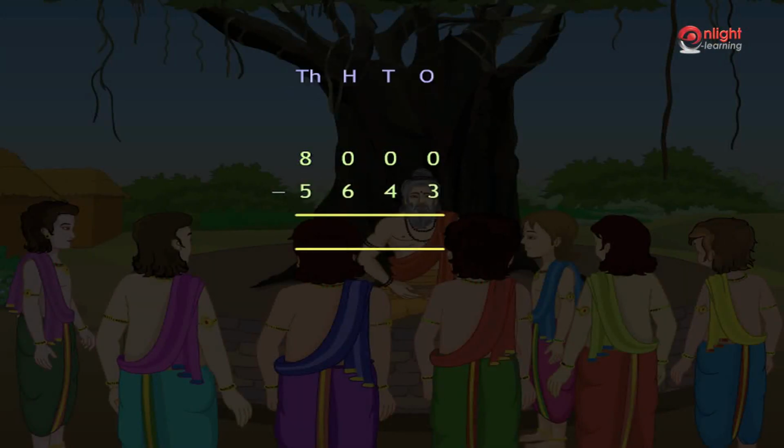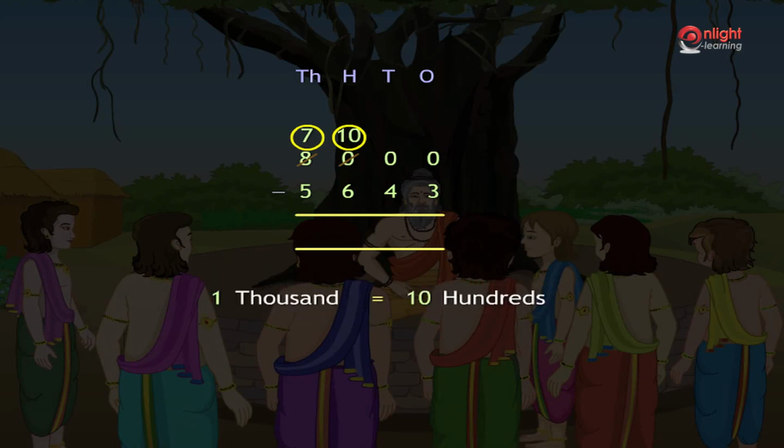Consider this subtraction: 8,000 minus 5,643. Here in 8,000 we do not have hundreds, tens and ones. So first step we do is to regroup the thousands. That is, we borrow 1 from thousands place, that is 1,000 to hundreds place. So 8 in thousands place, that is 8,000, gets reduced to 7,000. 0 in hundreds place changes into 10 hundreds by taking 1,000 from thousands place, as 1,000 is same as 10 hundreds. Again, in tens place we have 0. So borrow 100 from hundreds place.